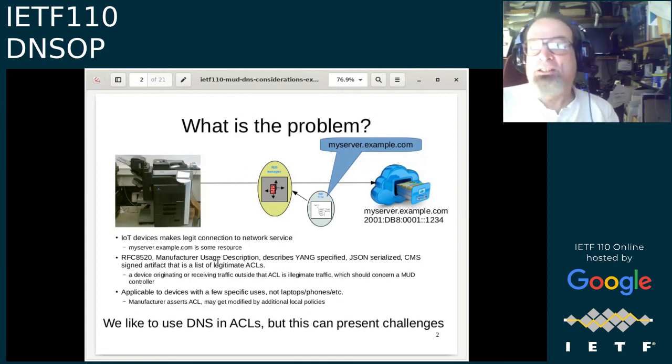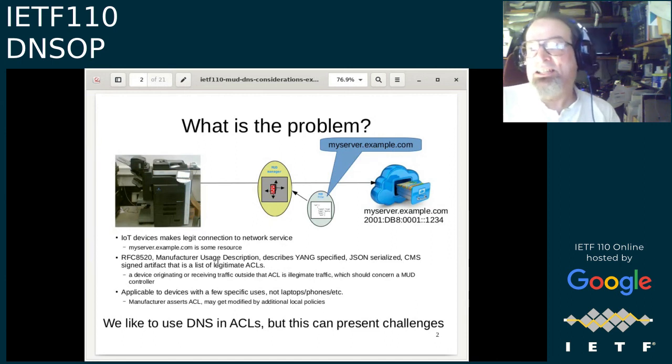The ACLs say these are what legitimate connections are, and if this device does something else, then there's probably a problem. And there are a lot of people quite excited about this, particularly in the enterprise space, particularly in health, where they have hundreds and sometimes thousands of devices and they don't even know where they are sometimes.